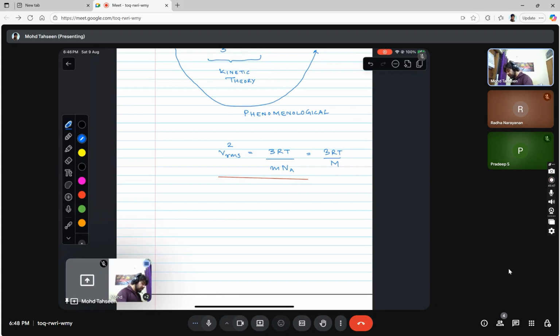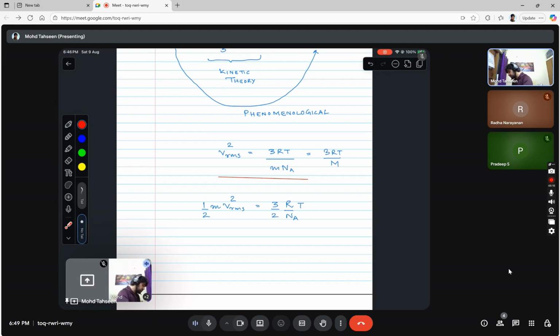Now, if I take this m here and then multiply everything by half, what I will get is 1/2 of m Vrms square, which is equal to 3 by 2 RT upon NA, right? I have just transposed this m here and then multiplied both sides by half.